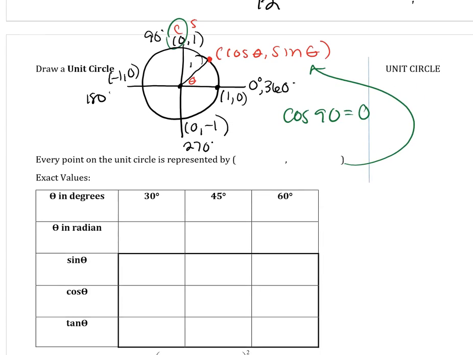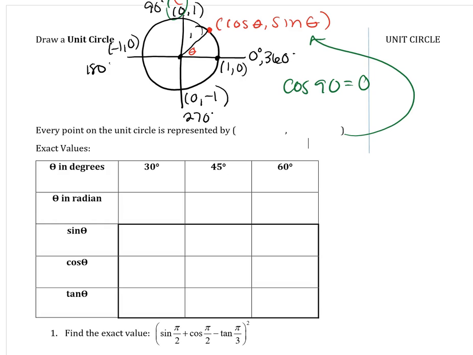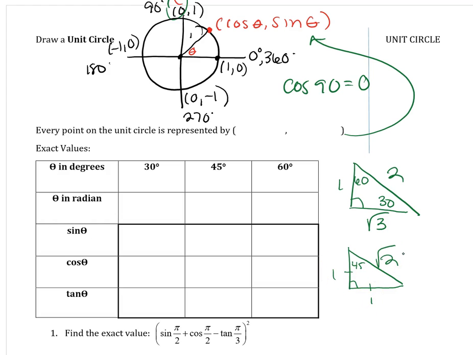Something else we discussed is our exact value table, which is derived from our special right triangles. So if you remember from Geo, that's a 30, 60, 90, which has the ratios of 1, 2, and radical 3. And then our 45, 45, 90, which is 1, 1, radical 2. So I'm not going to go through the whole derivation.